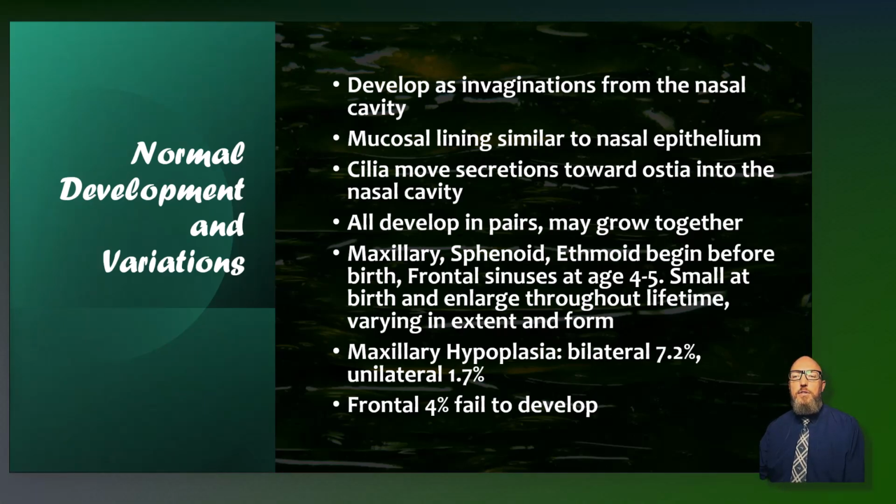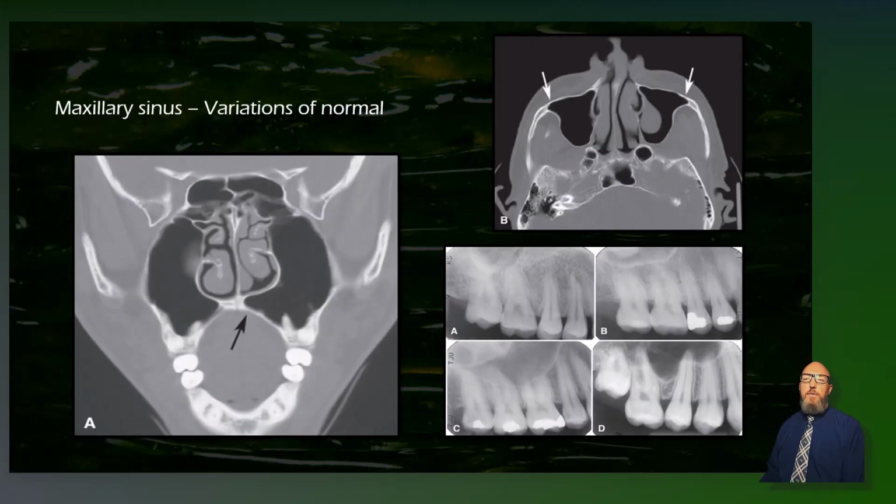Note variations to recognize: maxillary hypoplasia, bilateral in about 7% and unilateral in under 2%, and the frontal sinus fails to develop in about 4%. So there are a lot of variations to the sinuses, which we'll see examples of. These are several normal variations just to recognize in the sinus: palatal extension, inferior to the nasal cavity, in this coronal CT slice here. In this axial CT slice, we see expansion into the zygomatic process of the maxilla.